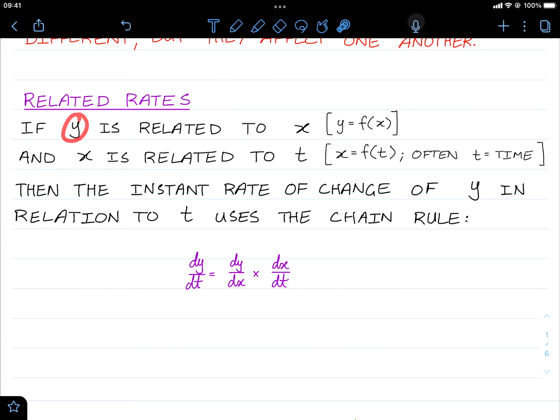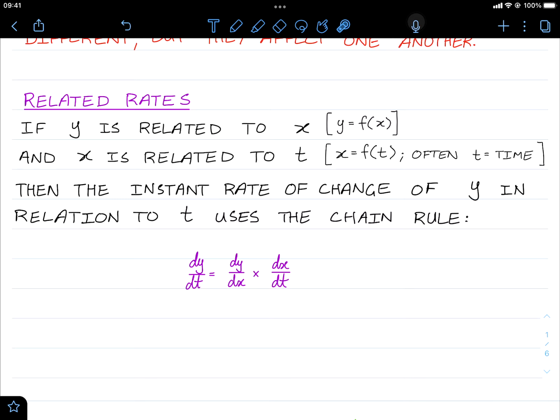If y is related to x, meaning we have y equals some function of x, and x is related to t, likewise, x equals some function f of t, and often t is going to be time, so it could be seconds, minutes, hours, but it doesn't always necessarily need to be time, but it often is.